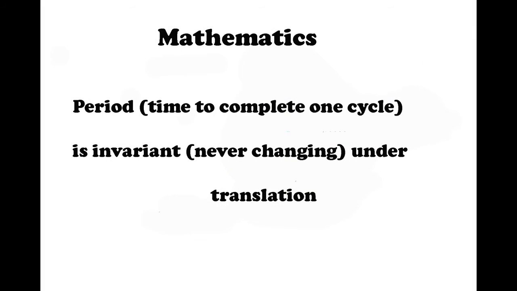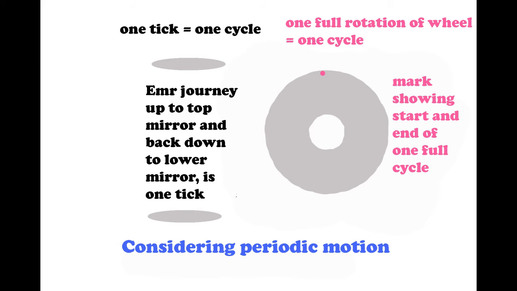This does not mean that the electromagnetic radiation has taken a longer path between the mirrors when the translation is taken into account. When just mathematics is considered, period is invariant under translation. The magnitude of the cycle does not change, so at the same speed it takes the same time to complete that cycle. Consider one tick of the clock as one cycle.